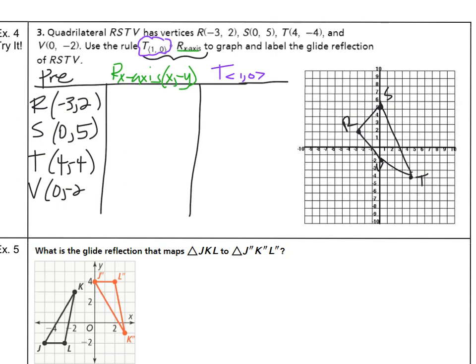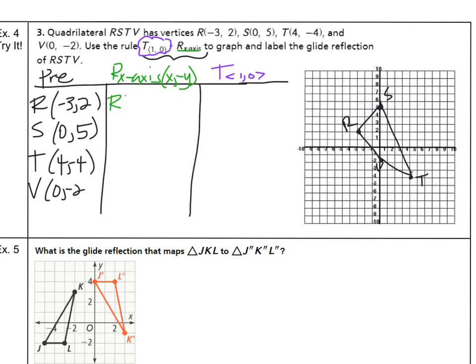I just took my pre-image values and then recognized for the glide reflection that we're actually going to reflect over the x-axis first. Then we're going to take those values and translate them 1, 0. When we're done, that will be the image under the glide reflection for RSTV. When you're done copying this down, press play and we'll continue with the rest of the problem. To reflect over the x-axis, notice the rule: we just take the x-coordinate, leave it as is, and the y-coordinate change the sign.